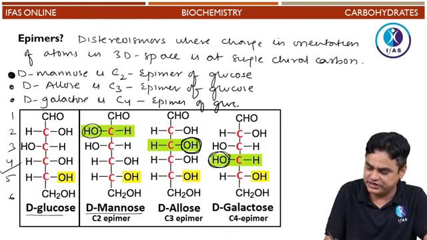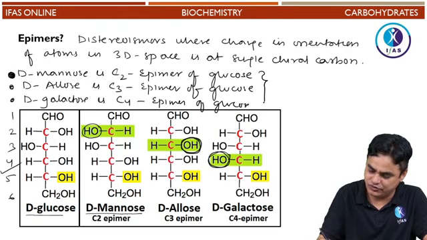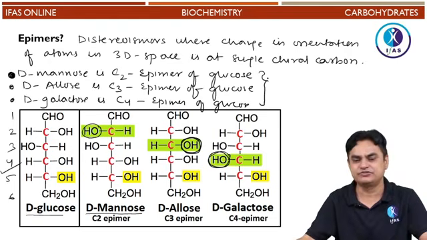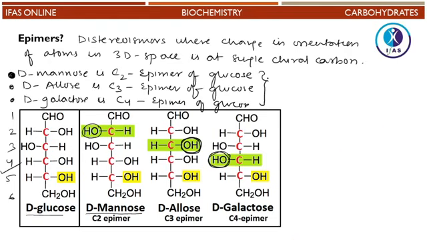This is very important. At least these three structures you must know. These structures you must know, because the question has been asked in a variety of examinations, and even it could be asked in your exam as well. So just have a look at the structure of D-glucose, D-mannose, allose and galactose. That's what you have to remember, at least from the structural point of view.